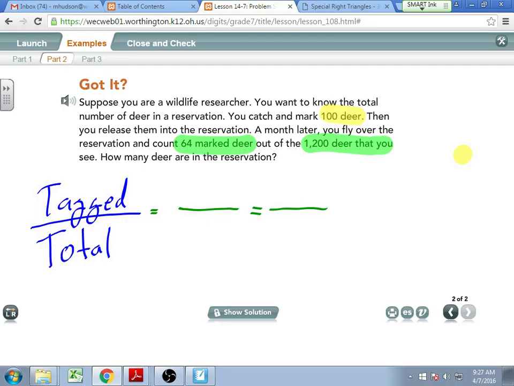Do you know the population of the deer? That's not the total population. That's how many you saw when you flew back over the area. Do you know the entire population of deer? No. So that's what we're solving for, right? So part of my proportion, one side of it, should be how many I tagged over my unknown population. Then the other side of it should be how many I saw that were tagged out of that sample when I came back, out of the total that I saw when I came back.